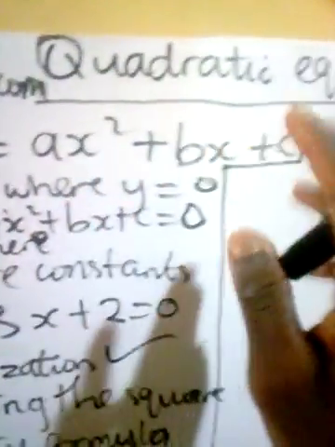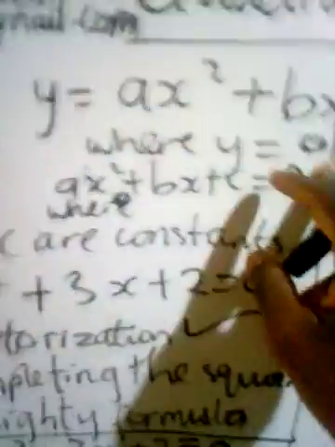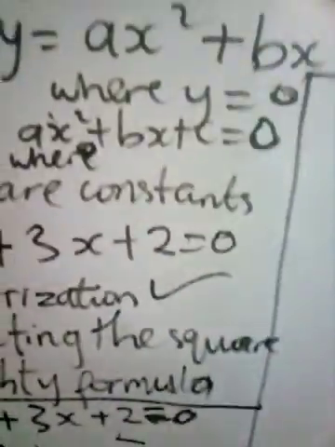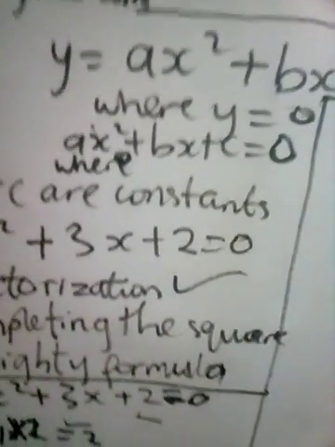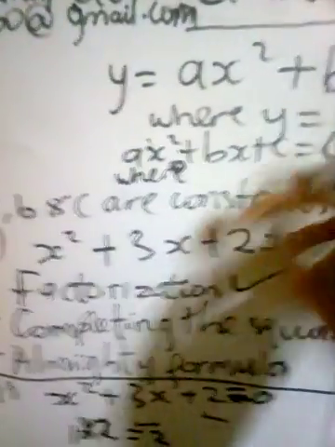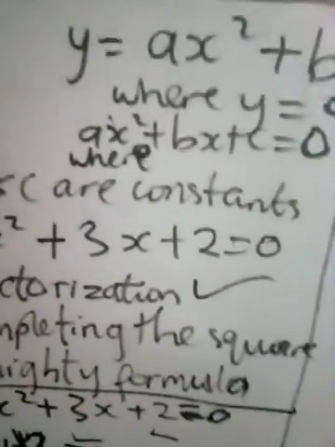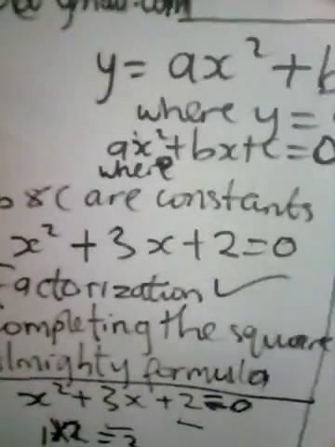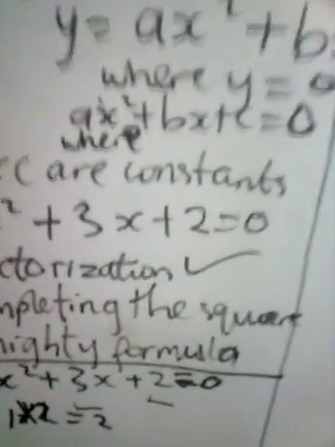ax squared plus bx plus c, where y is equal to 0. Therefore, this will be equal to 0. That means that whatever value of x I input, I am going to get 0. And a, b, and c are constants. You should know that the value of x is the intercept, because I put y equals 0, like I'm finding the intercept. So I'm taking this question for example.